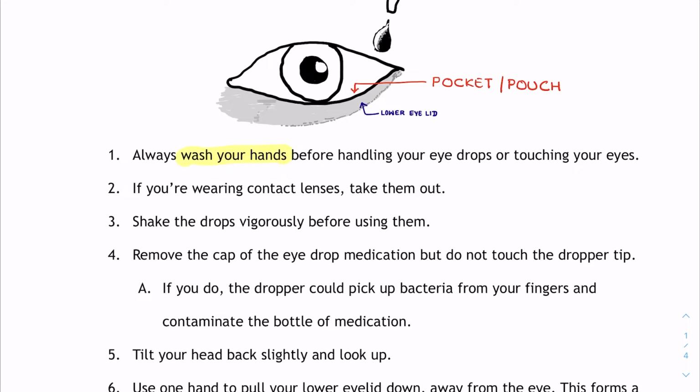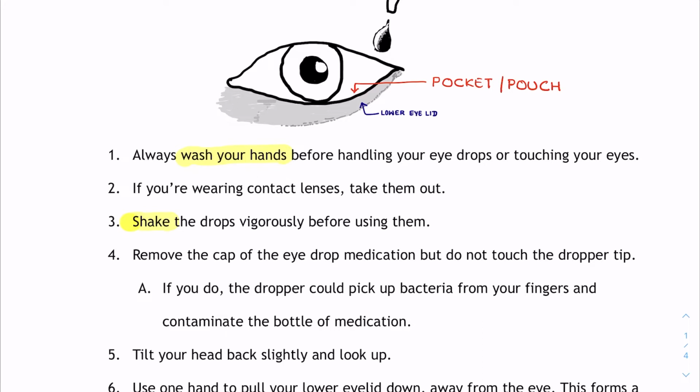Next, step 2 is if the individual is wearing a contact lens, you ask her or him to take them out. And third step is to shake the drops vigorously before using them. So please remember, you need to shake the drops vigorously before using them.